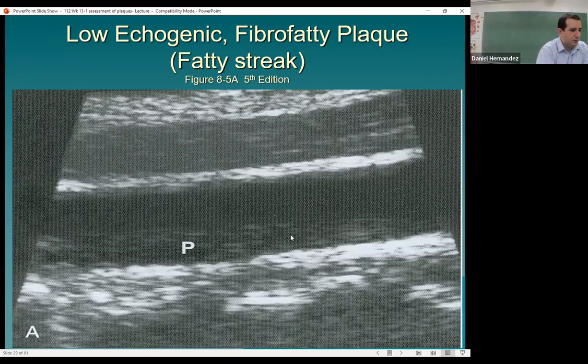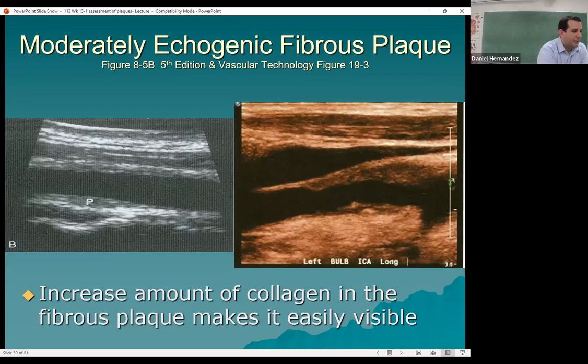So this one's a little lower echogenicity. This is kind of bordering between low and moderate. But again, it's starting to develop that fatty streak within it. So we're getting the deposits of that fatty material, those fatty plaques into that medial layer. These are moderately echogenic now. So we get some increased collagen within this plaque, and it's becoming more fibrous.